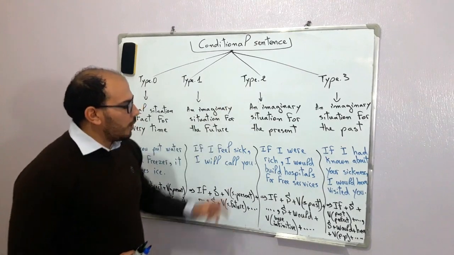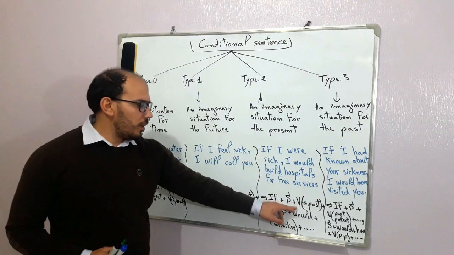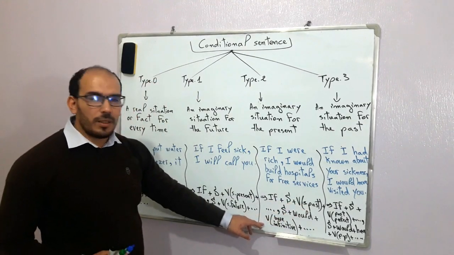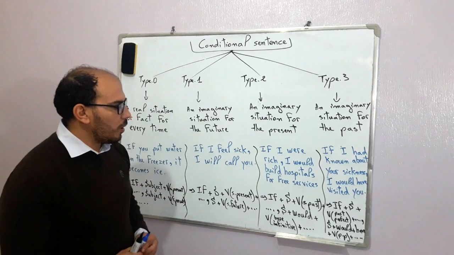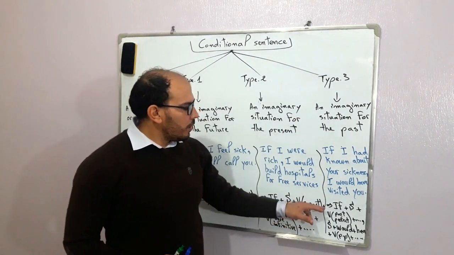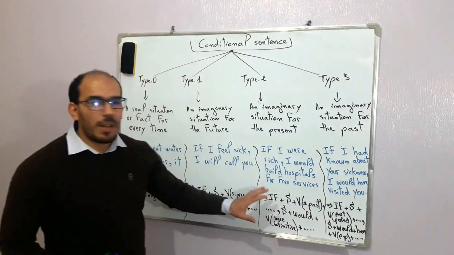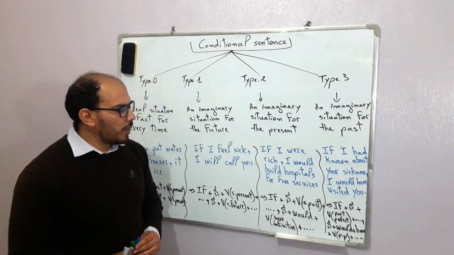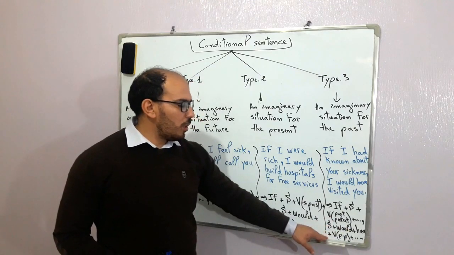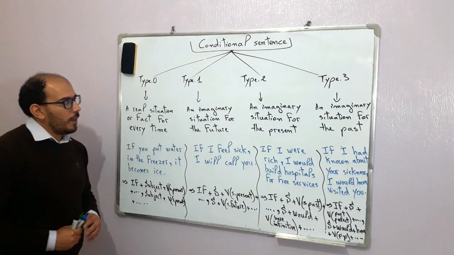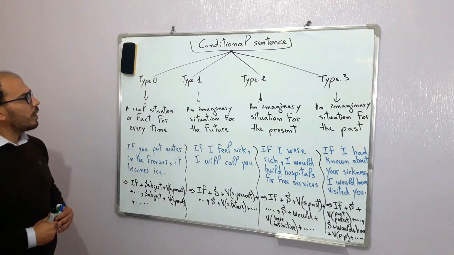When we speak about type 2, the verb in the condition must be written in the simple past. And for the result, we put subject plus would plus verb, bare infinitive, meaning without to. For type number three, the verb in the condition is written in the past perfect, which means had plus verb in past participle. And for the result, we put subject plus would plus have plus verb in past participle. So this is a general comparison of these types of conditional sentences.